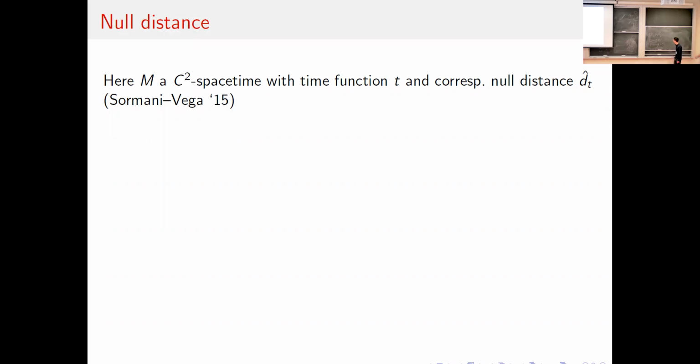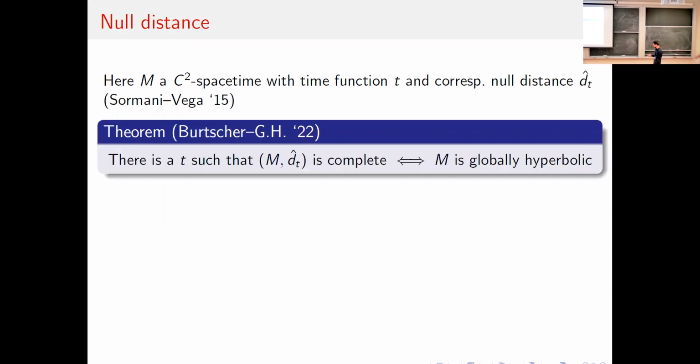And this, under some mild assumptions on the time function, induces a metric space structure. And then the thing that we showed with Aniket is that if there exists a time function such that the null distance is complete, then the manifold is globally hyperbolic, and also the other way around, so if and only if.